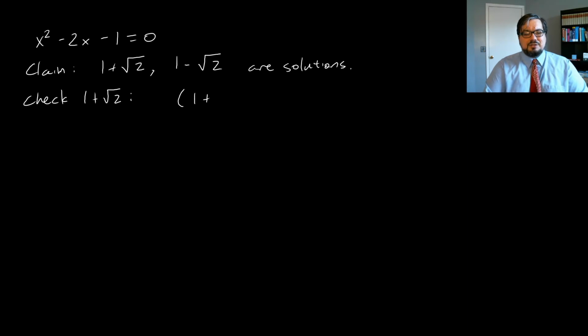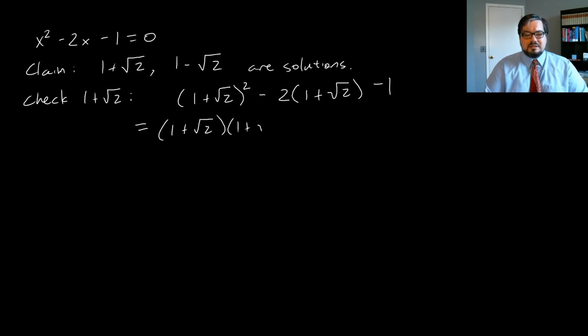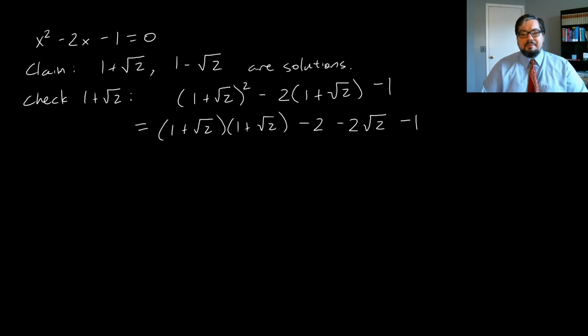We'll plug that into the equation and get 1 plus square root of 2 squared minus 2 times 1 plus square root of 2 minus 1. And let's simplify that down, see what we get. Now 1 plus square root of 2 squared is going to have to FOIL out. We're going to have to multiply it by itself. So if we take 1 plus the square root of 2 times 1 plus the square root of 2, that's what 1 plus square root of 2 squared is going to be. Now we can distribute the negative 2 through in the middle and get negative 2 minus 2 times the square root of 2, and then minus 1 on the outside.